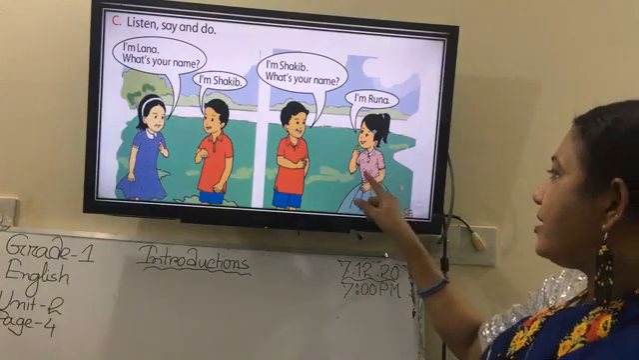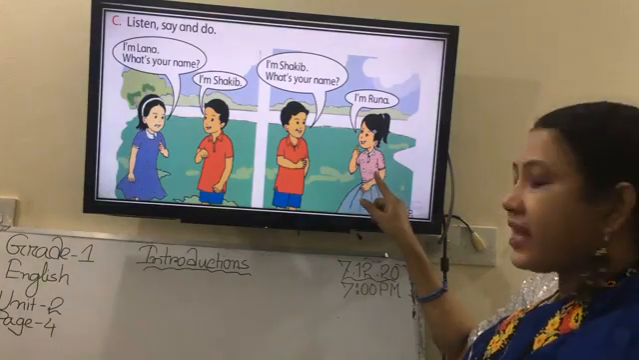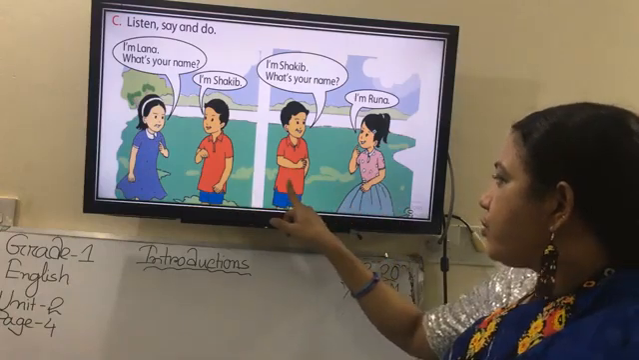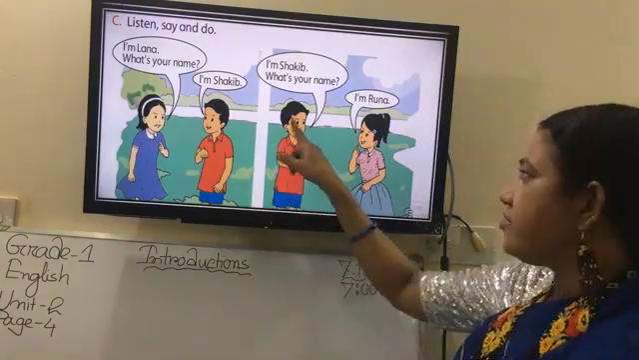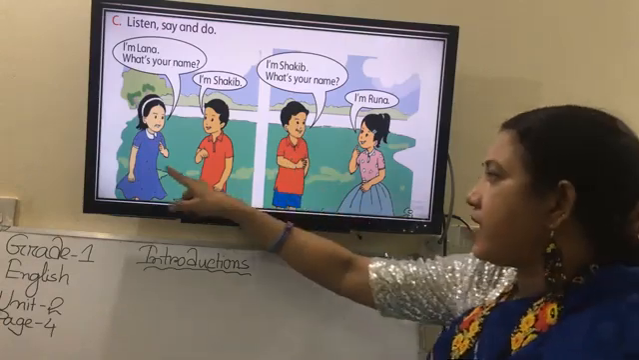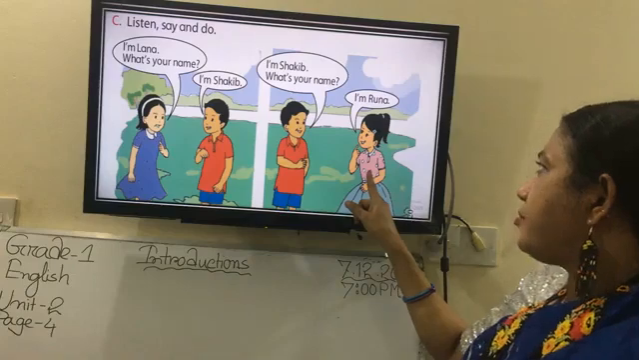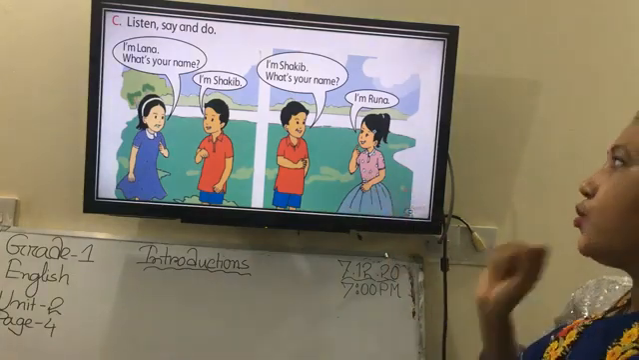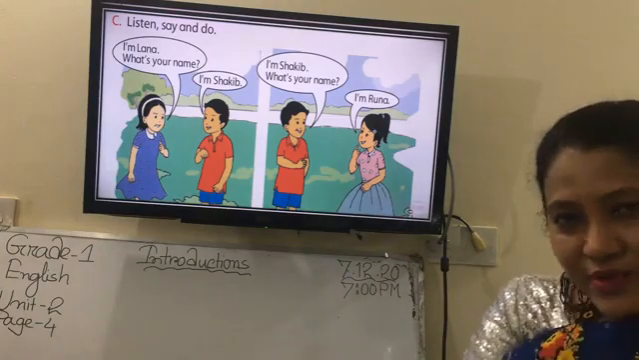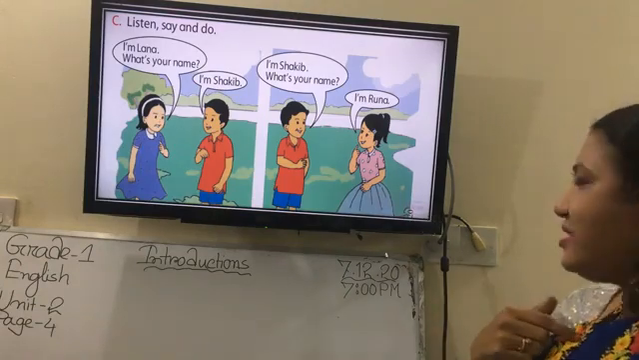She is wearing different clothes, so she is another girl. She is also another girl. But she has the same clothes, same figure, same face. So he is Saki. Her name is Lana and her name is Runa. Hello, I'm Saki. What's your name? My name is Runa.